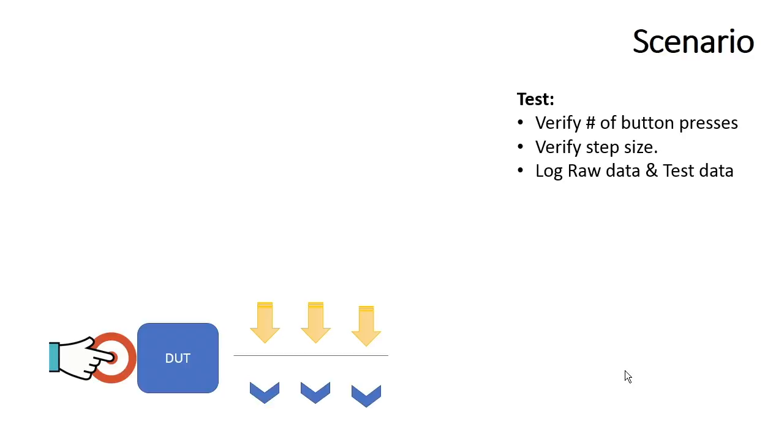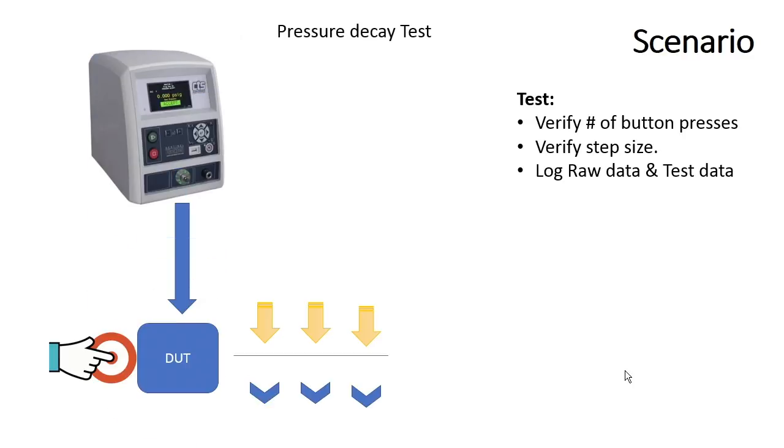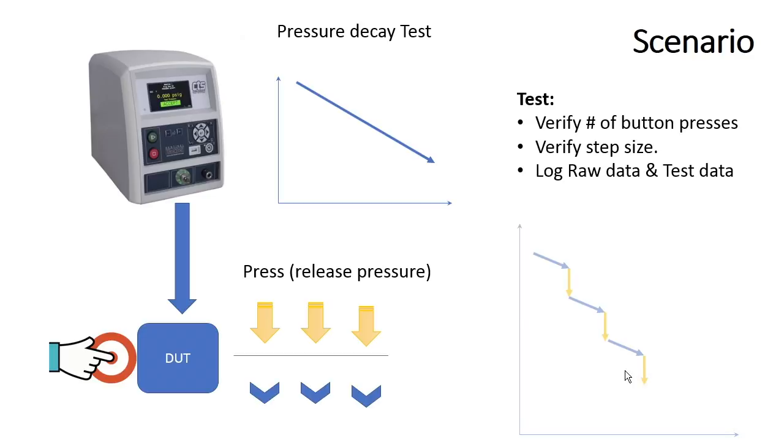we press it. So we're going to implement this using a pressure decay machine, which actually measures the amount of pressure over time that is being lost, having the device pressurized. So we're going to press the button X amount of times, get the data from the machine, and then analyze the pressure loss to try to identify steps and measure them.